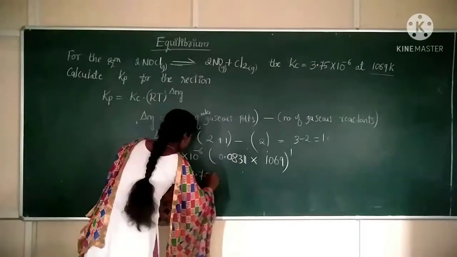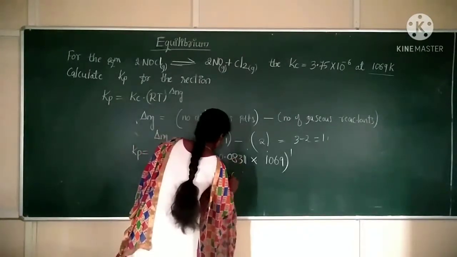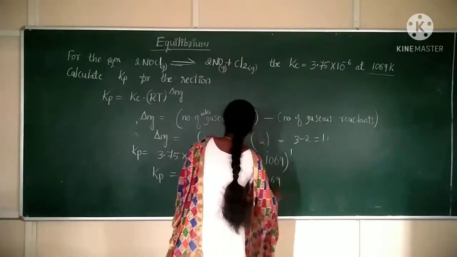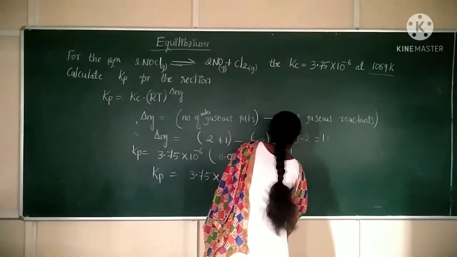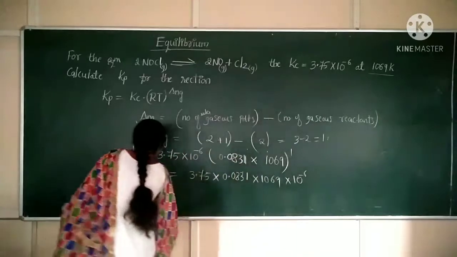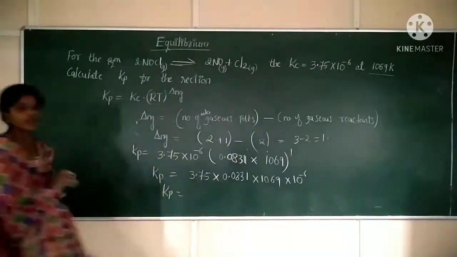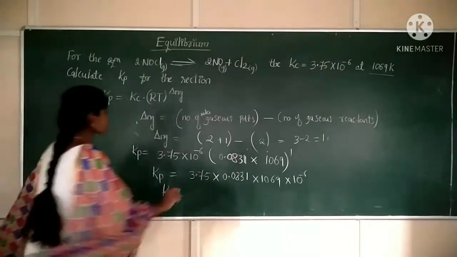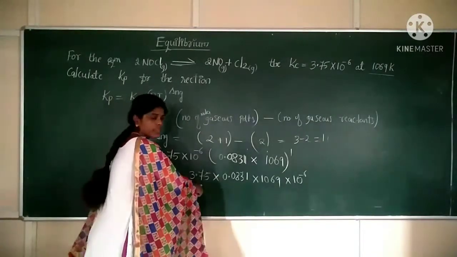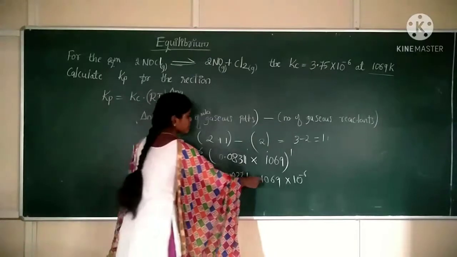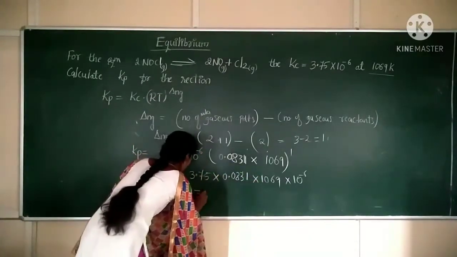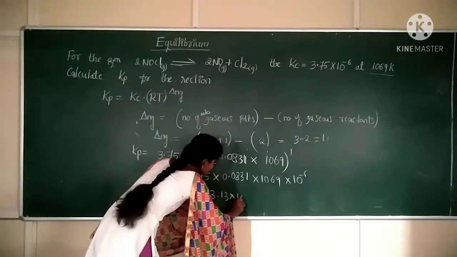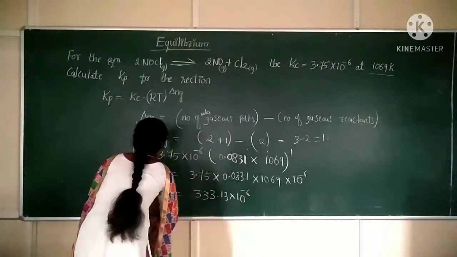Okay. So simplified, Kp equals 3.75 into 0.0821 into 1069 into 10^-6. So simplify the values. Kp equals, we will get 333. If you multiply 3.75, 0.0821 and 1069, the value will be 333.13 × 10^-6. This is the value for the Kp.